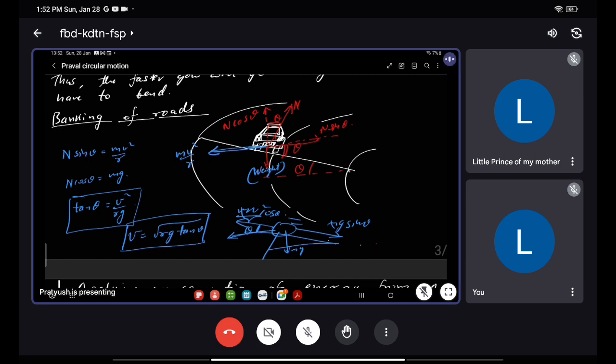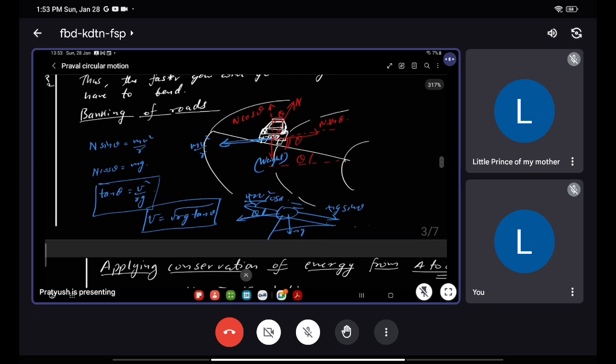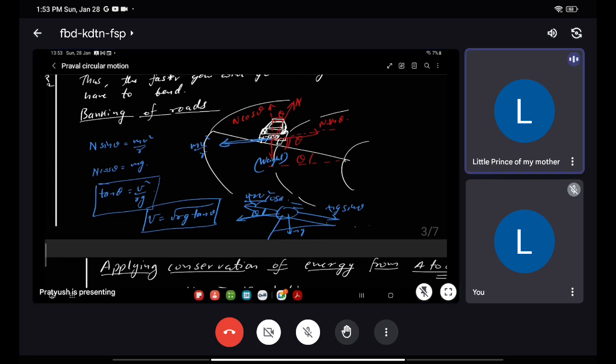Divide both of them, we get tan theta equals v square upon rg. From here we get the limiting velocity, that is square root of rg tan theta. This should be the velocity. Okay? Taken down? Yes, taken down. So copied, sir.